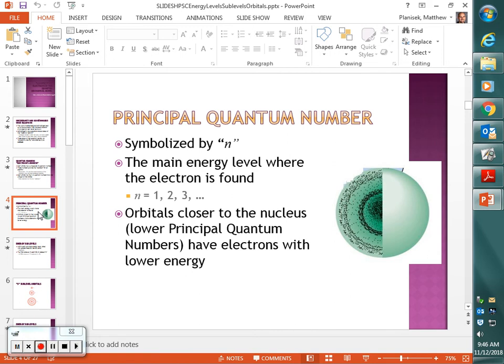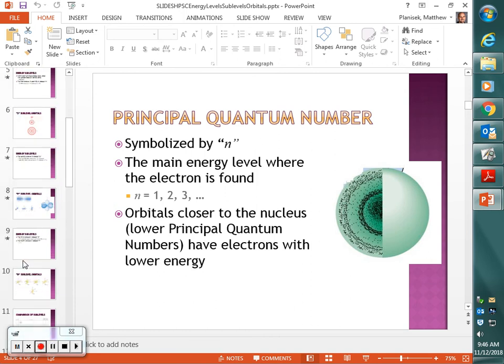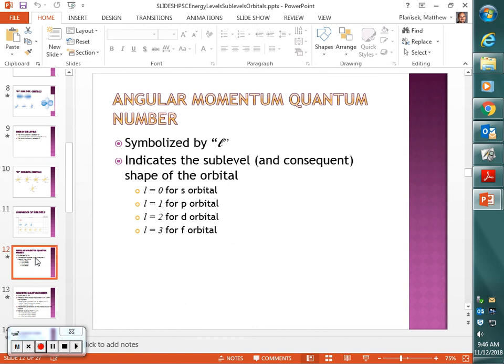What does that mean about their energy? Lower principal quantum number, closer to the nucleus, what does it mean about the energy of that orbital? Lower energy, right? Closer to the nucleus, lower energy orbitals, okay? The second quantum number that we introduced on Friday was the angular momentum quantum number. What does the angular momentum quantum number tell us about an orbital? The shape of that orbital, right?